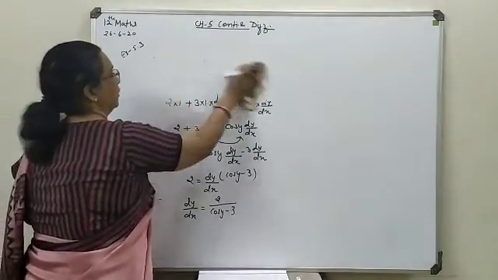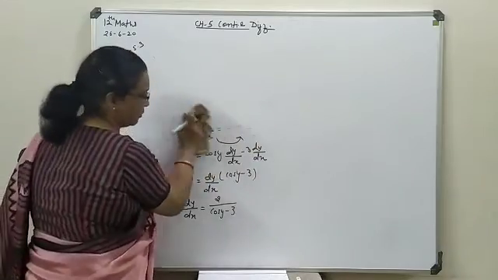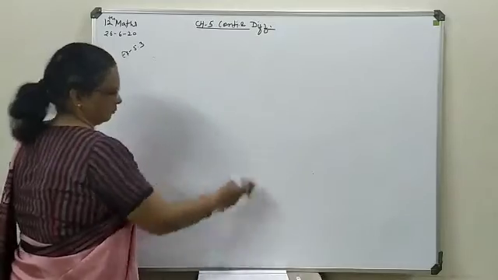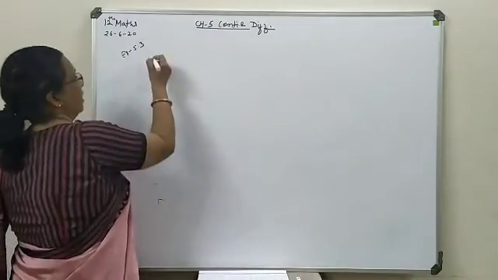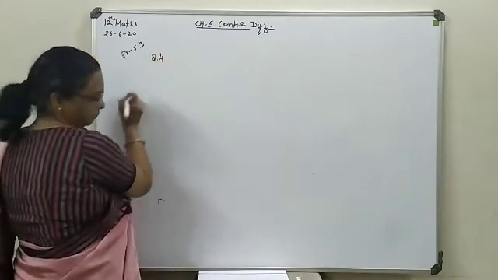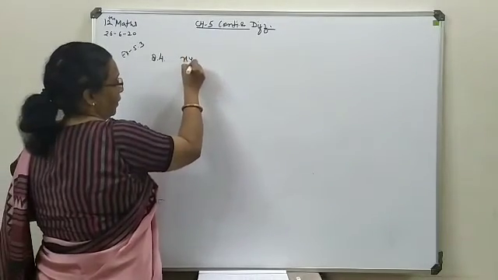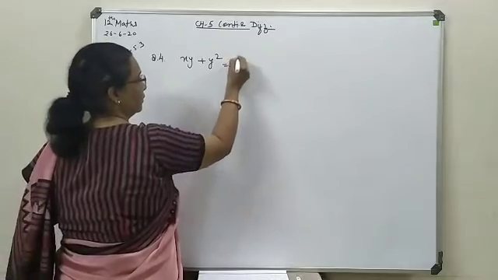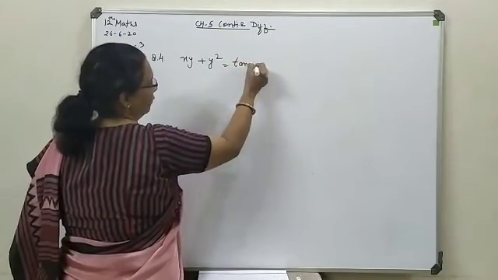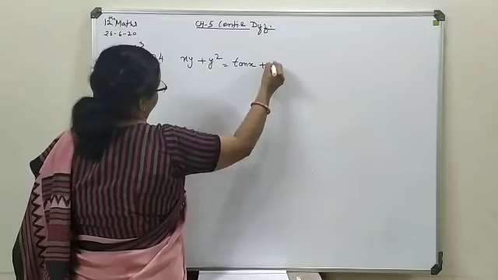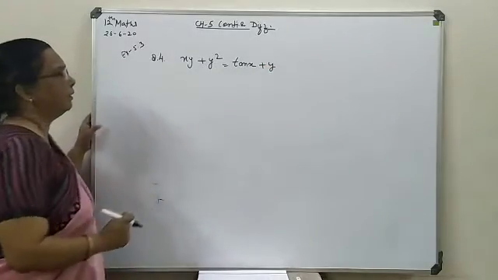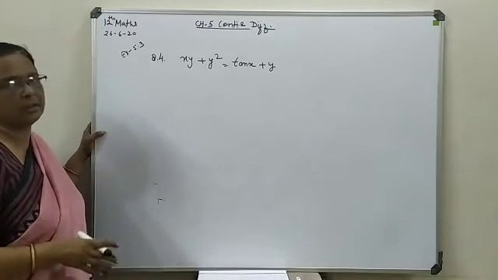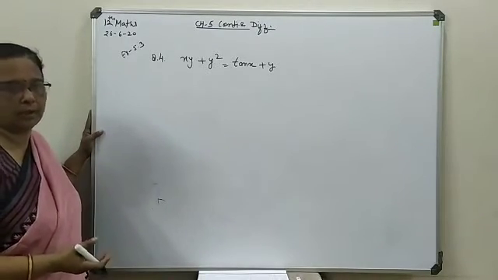Now, in the same order, we move to the next question, that is question number 4. In the fourth question, your expression is given as x into y square equals tan of x plus y. Here it is very clear that y and x terms are not possible to make separate. So as such, this equation you will treat for differentiation.